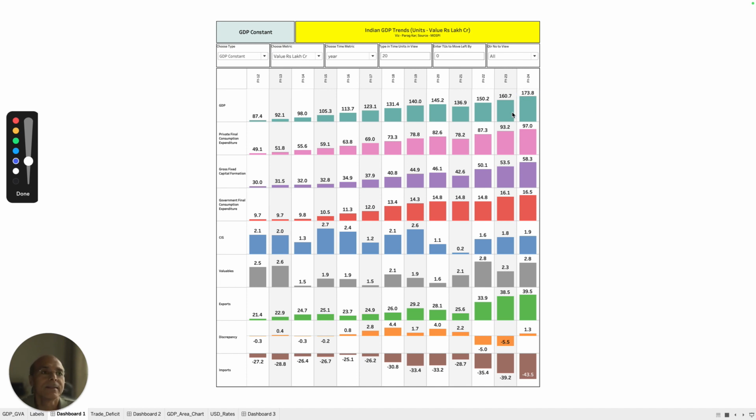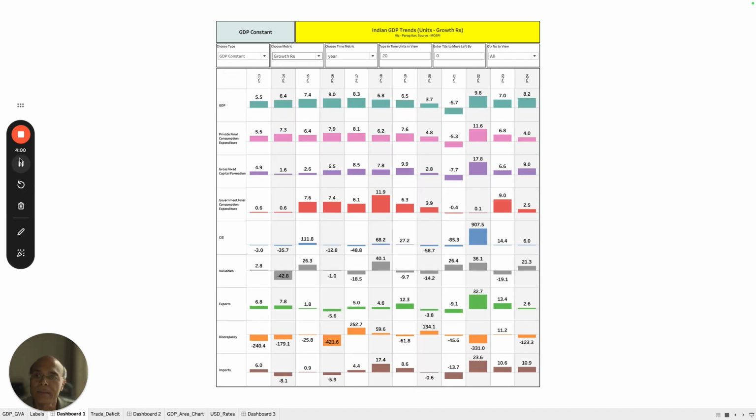Now notice that last year's number was 160.7 lakh crores. From this number, there seems to be a huge jump. This is a very significant jump. It's actually around 13.1 lakh crores if you do the subtraction. And when you calculate the growth, let me show you what the growth numbers look like. I'll just take growth here from this menu. In rupee terms, you will notice that the growth number is 8.2% on annual terms compared to 7% last year.